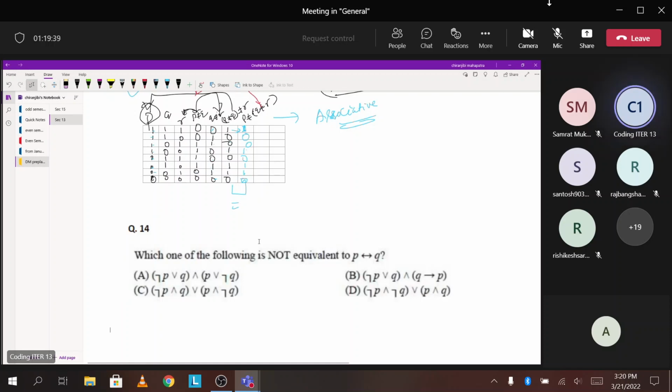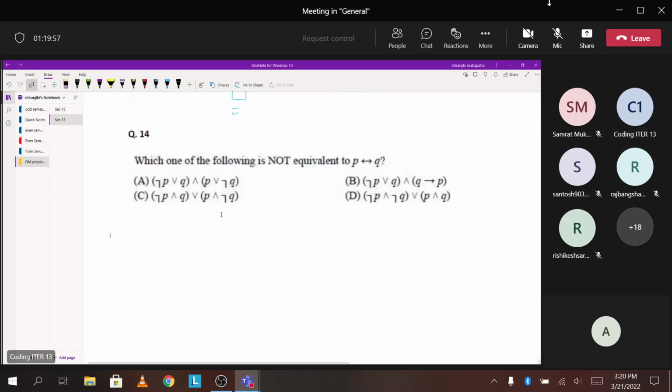Okay, consider this question. Which one of the following is not equivalent to P double implies Q? Okay. P double implies Q का मीनिंग क्या है? P double implies Q. What is the meaning here?